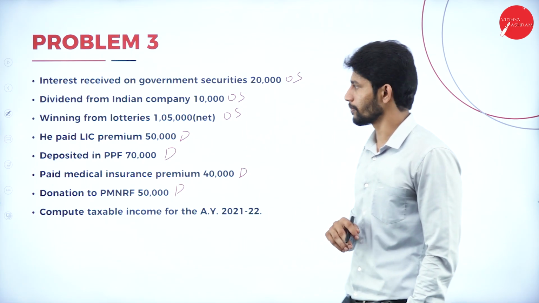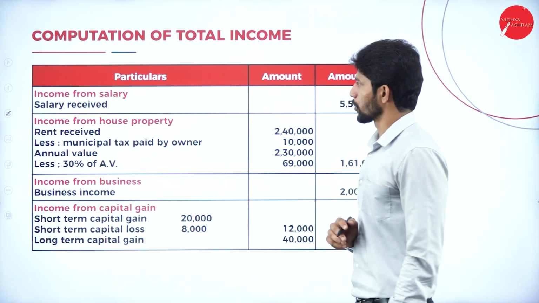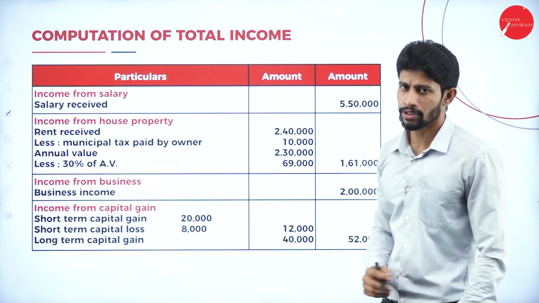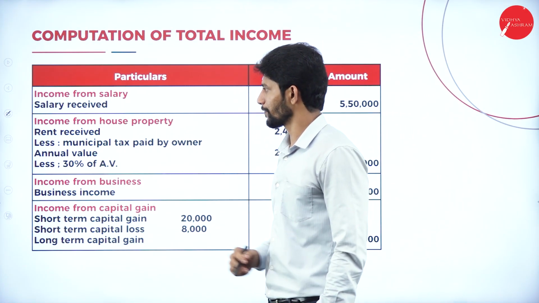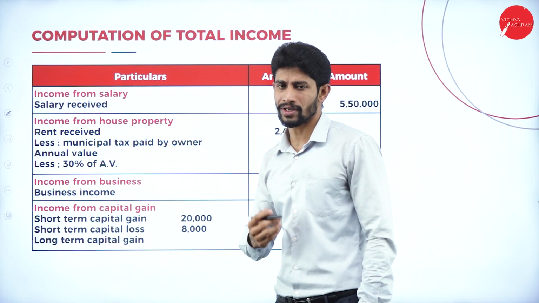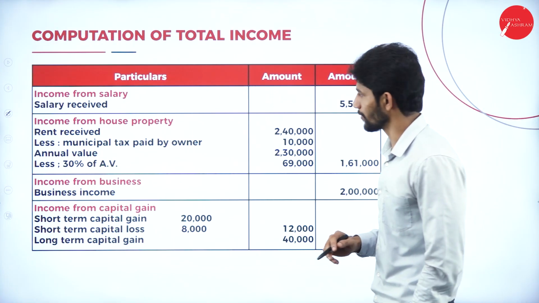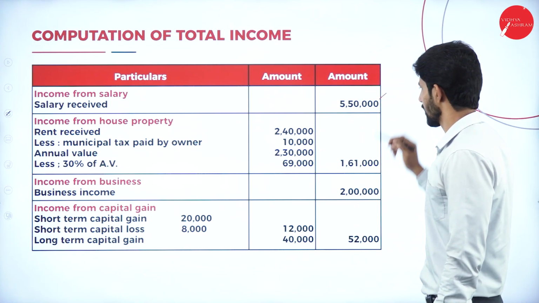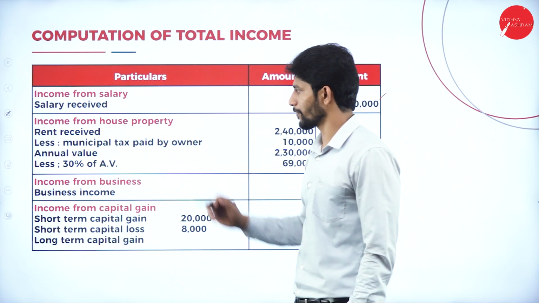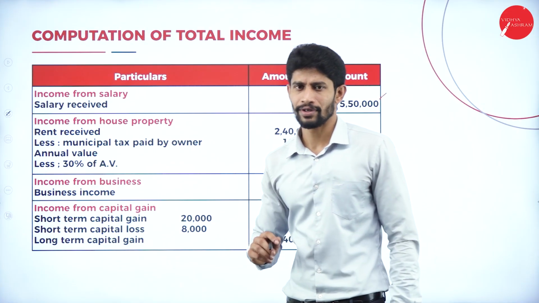So moving on to the solution part, computation of total income, particulars, amount. So first one is income from salary, salary received. So what is the amount given in the problem? Salary received, it is rupees 5,50,000. So salary received 5,50,000. Next, income from house property, rent received, it is given in the problem.